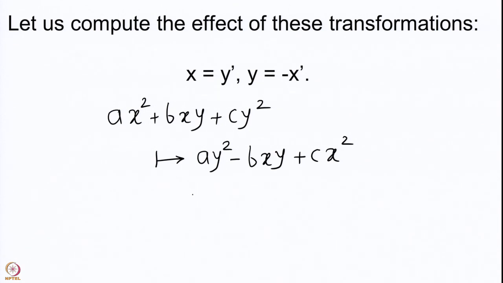So, my new a prime is c. The coefficient of y square has now become the coefficient of x square. The coefficient of x square has now become the coefficient of y square, because a has gone towards y square. And there is a small change for the coefficient of xy. You have just got a sign change. So, you can switch the coefficients of x square and y square by this transformation. This is a very useful transformation. The coefficients of x square and y square can be changed, but that results in a sign change for b. That is the only thing you should always keep in mind.